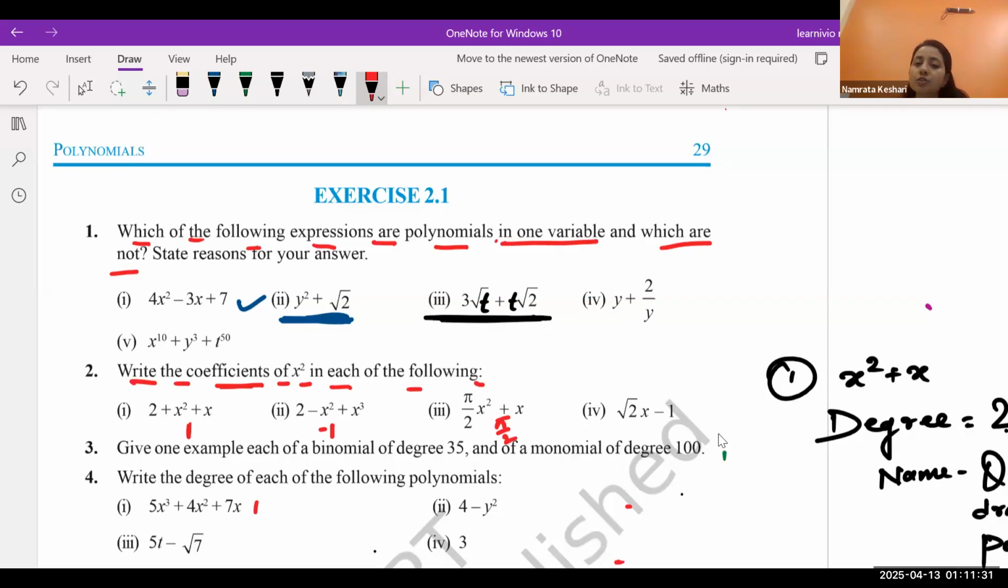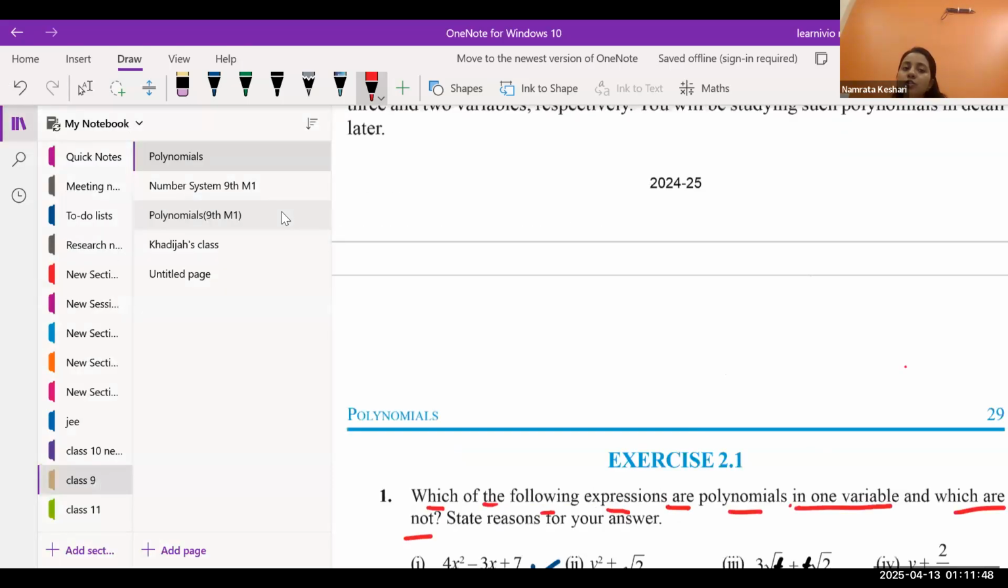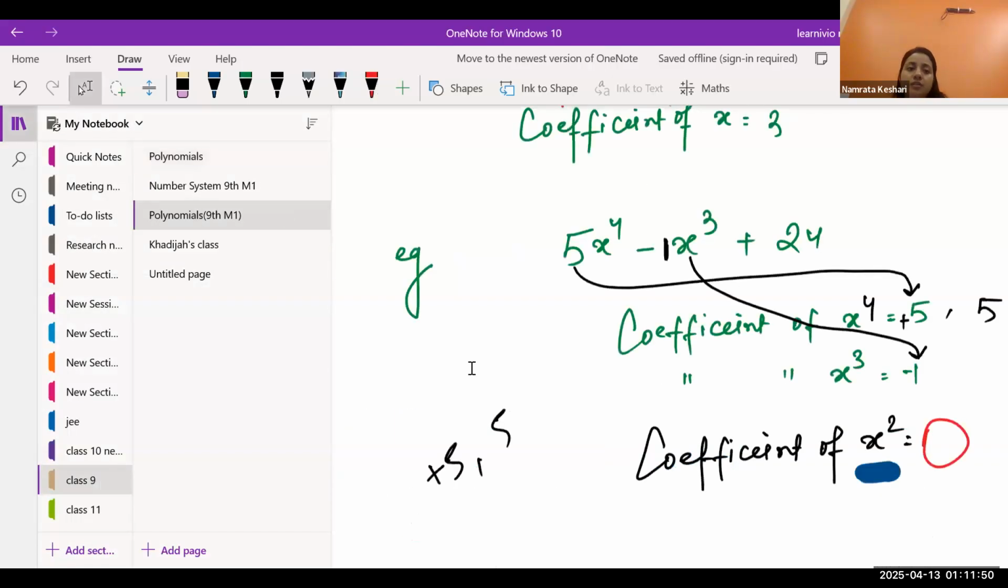Next, what is the coefficient of x square in the fourth one? 0. Okay, so when we can't see the term, the coefficient is 0. That's what I was trying to explain. So yeah, the coefficient is clear to you. Now we are going to discuss the degree of a polynomial. Okay, so let's start with the discussion.